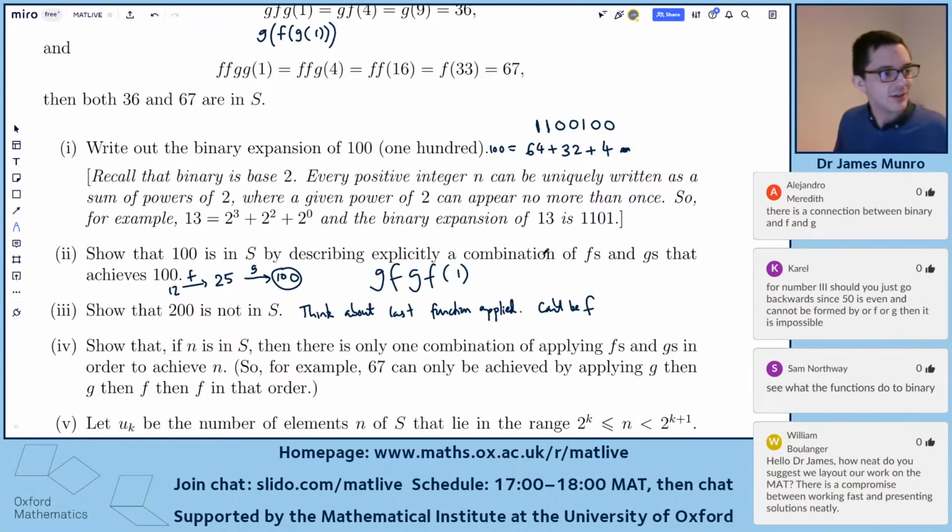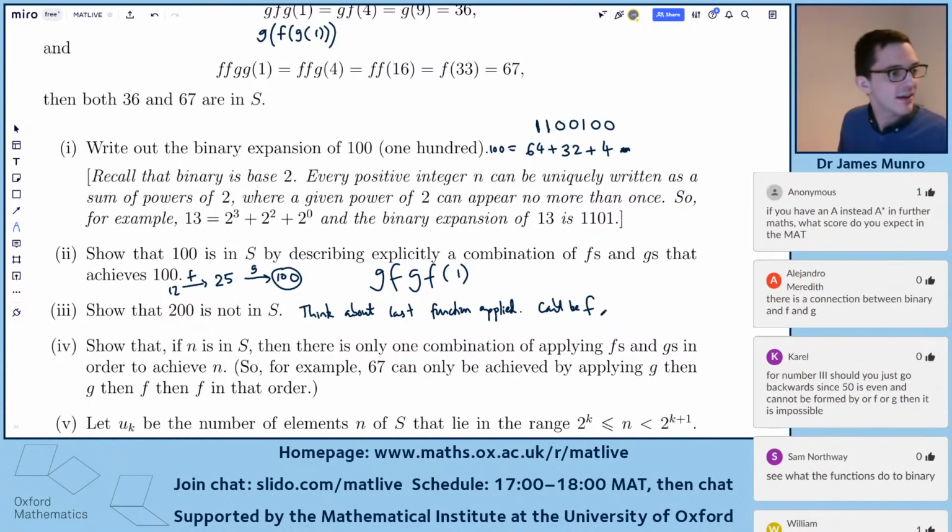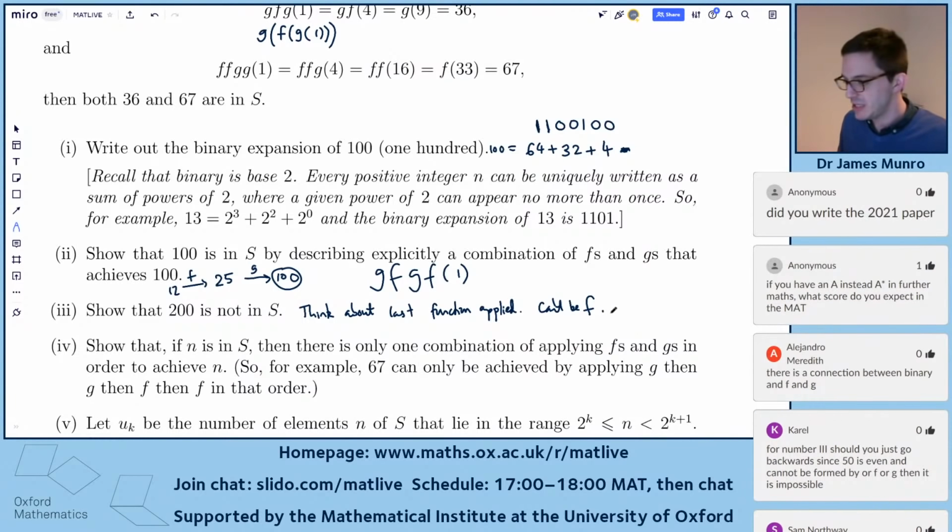Okay. I saw a combination for 100 flash by in chat as well. Looked good. Okay. Good. Can't be F last. So let's think about what happens if G is the last function instead. 200 is G of 50. We're going to show that 50 is not in S. This is a sort of bold claim.